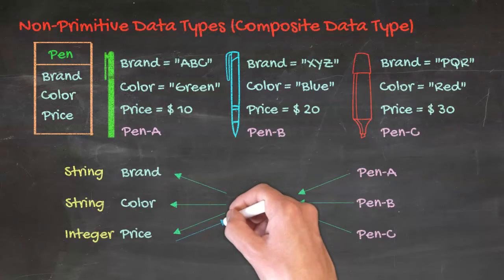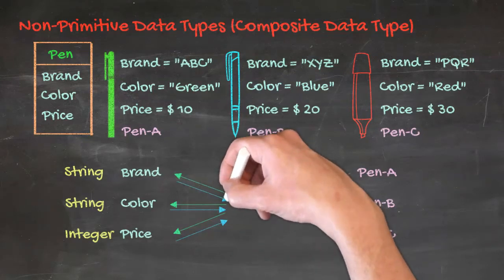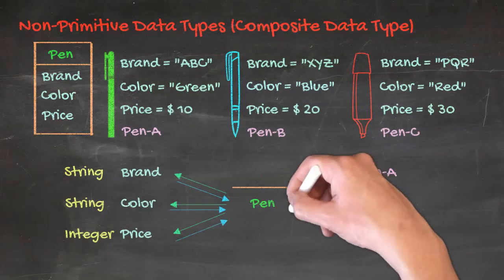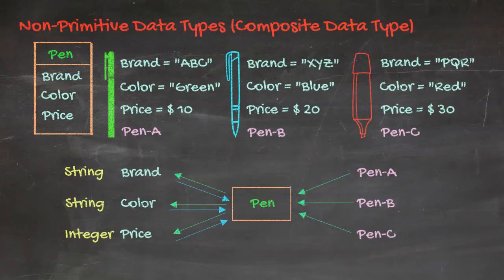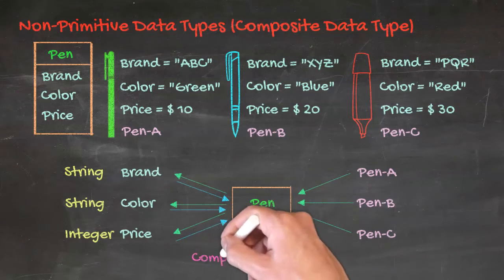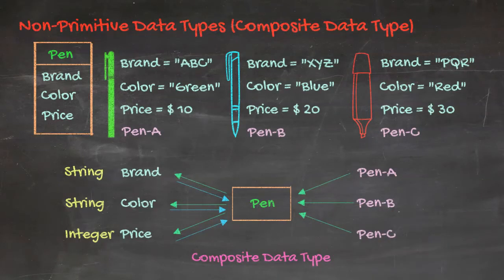At the beginning, using these brand, color, price properties, we built this pen. So we can say this pen is another data type which is generated by primitive data types. So this kind of data type we can call a composite data type or non-primitive data type. Here we only use primitive data types to create this composite data type. In the same way, we can use non-primitive data types to create another non-primitive data type as well. Now we know what the primitive data types and non-primitive data types are.